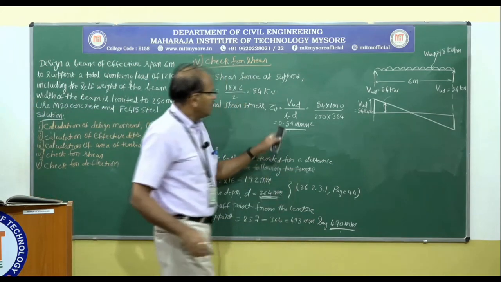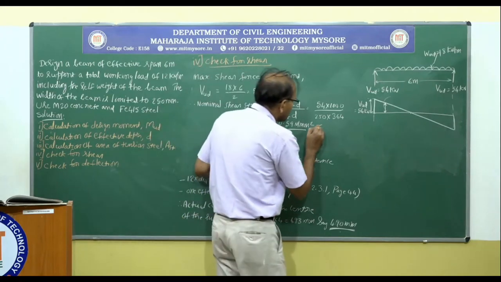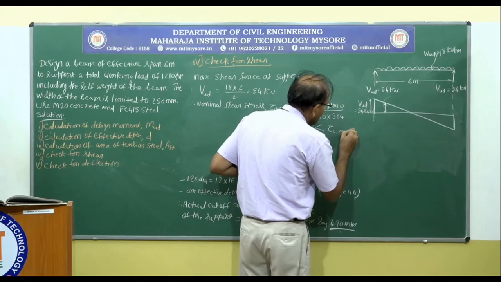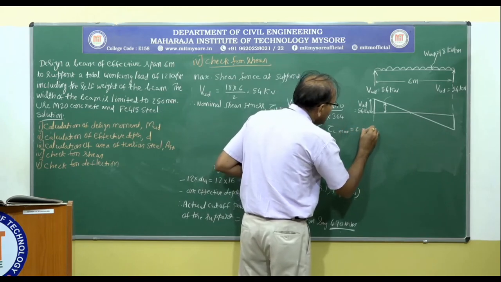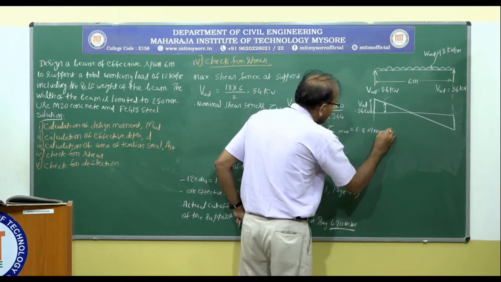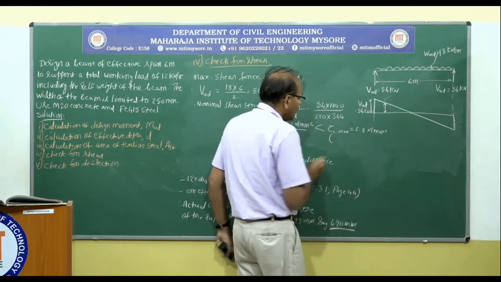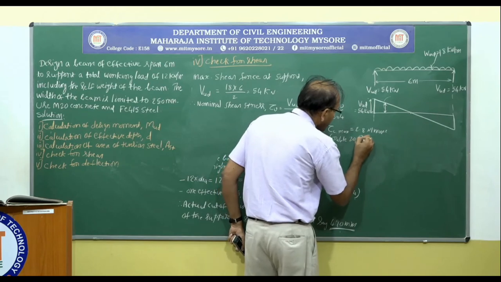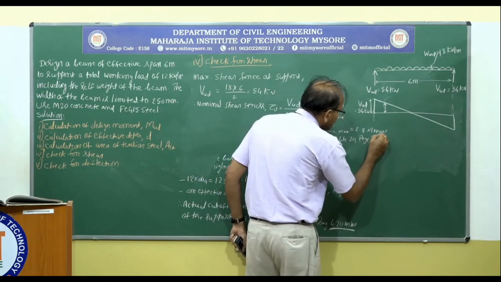That is less than tau C max equal to 2.8 Newton per millimeter square. This is as per table 20, page 73.